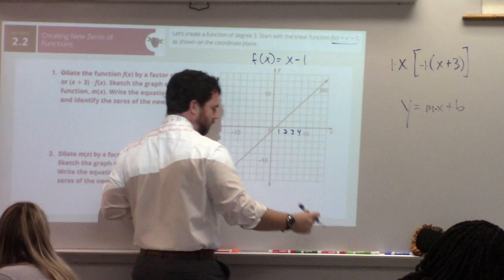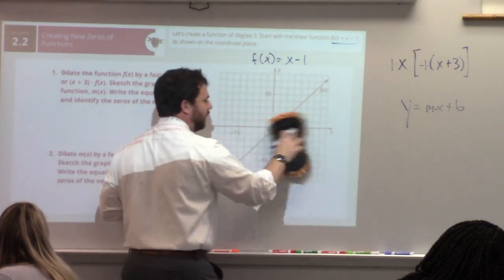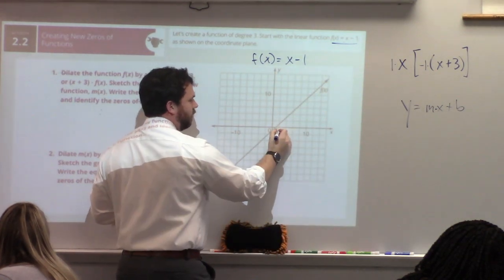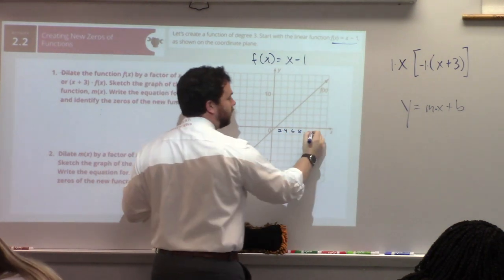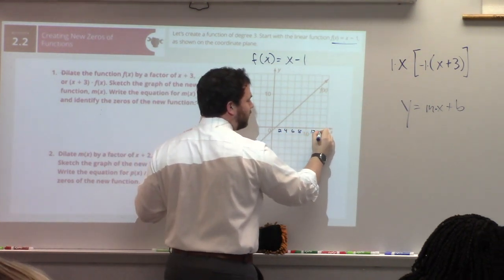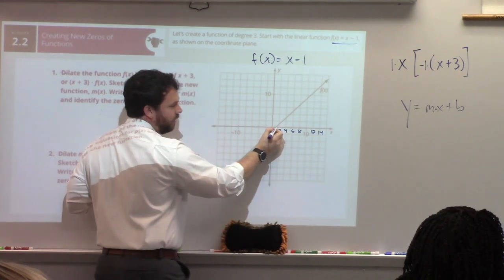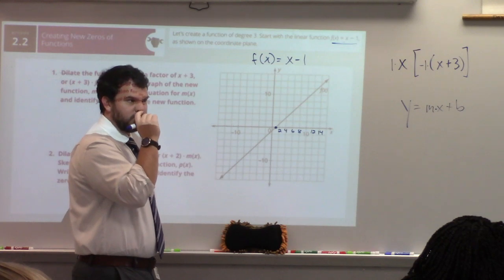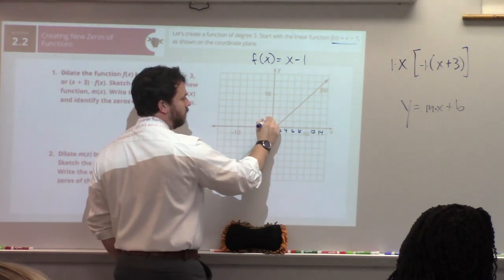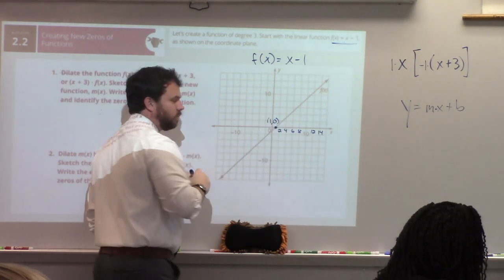Two units. We need to recognize it's scaling by twos: 2, 4, 6. Right here, you see how it intersects right there? What do you think that point might be? No. Basically it just zoomed out.